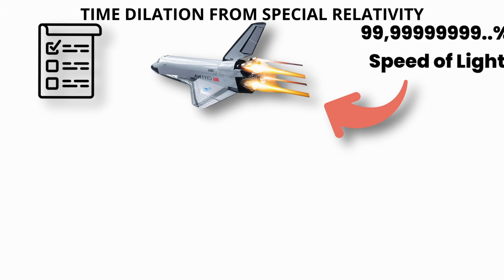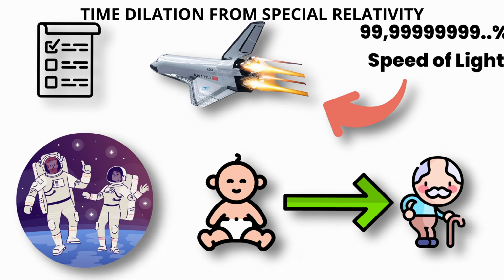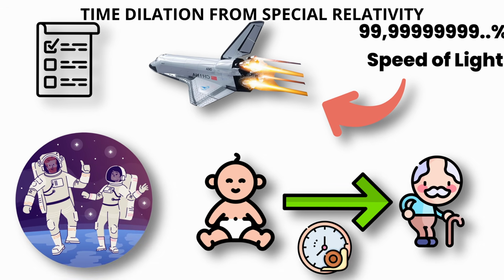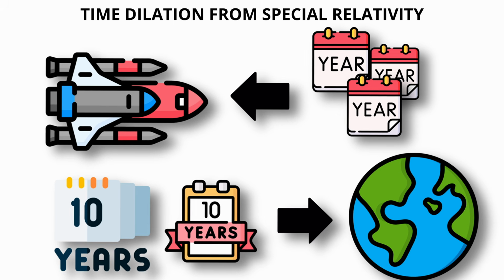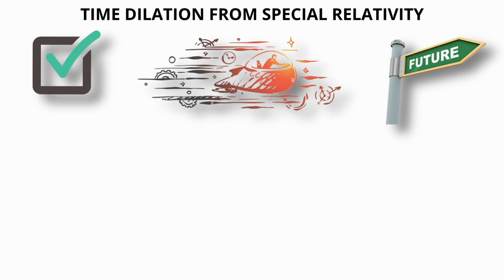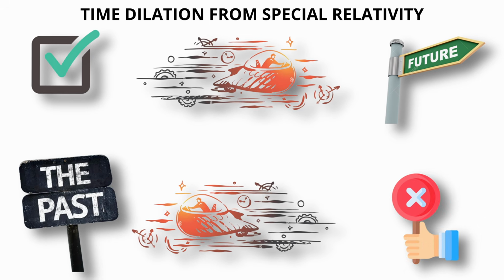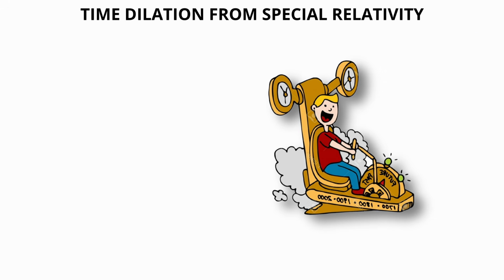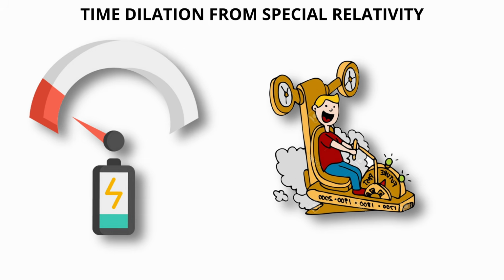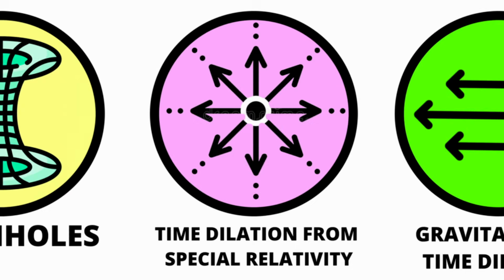In practical terms, if a spacecraft traveled at 99.9999% the speed of light, the crew on board would age significantly slower than people on Earth. For example, while only a few years might pass for those on the ship, decades or even centuries could pass on Earth. This allows for one-way time travel into the future. However, this does not provide a mechanism to return to the past. It is strictly forward time travel and constrained by the energy required to reach relativistic speeds.